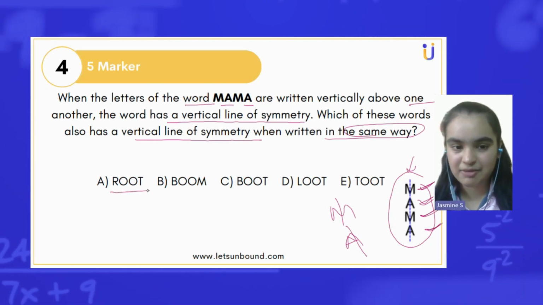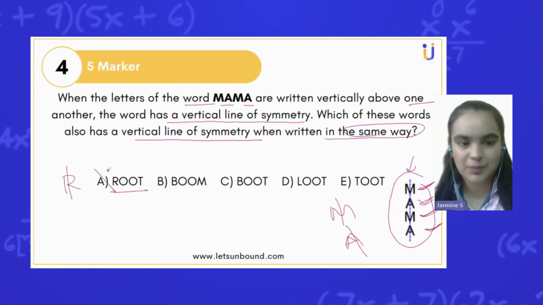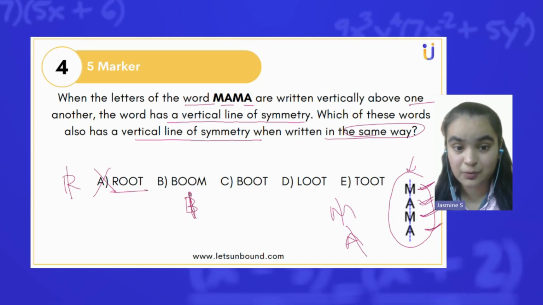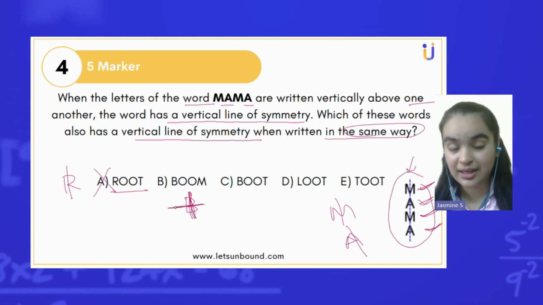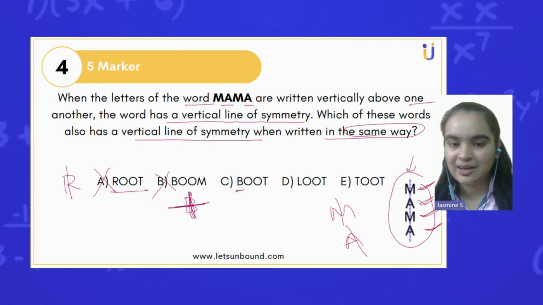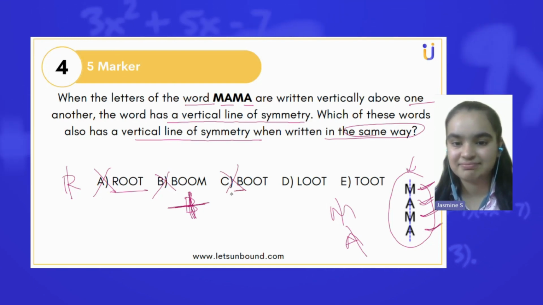In the very first option, if we write R, it does not have any line of symmetry. That means it is not our answer. If we write B here and try to divide using a vertical line of symmetry, it's not possible. Though it has a horizontal line, it has no vertical one. So this is also wrong. Again, option C has B, so this cannot be our answer.